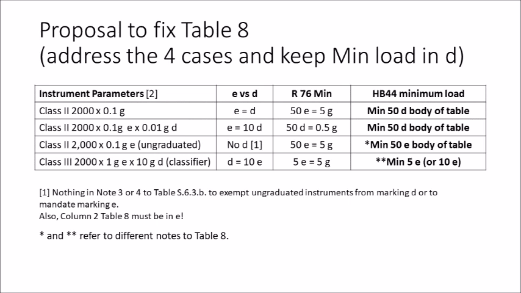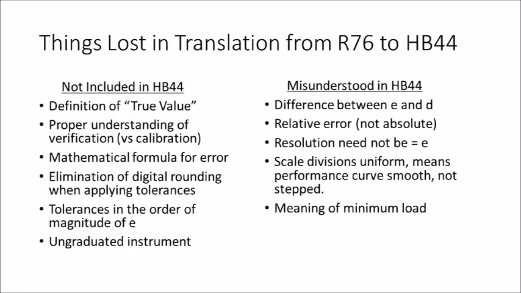The second note is that column 2, the instrument parameters, in Table 8 has to be in E. I included this additional slide on Lost in Translation to sort of cover all of the things that I could make up in a short list. The left-hand side are the things that never made it into Handbook 44, and the right-hand side are things that got mistranslated or confused in Handbook 44.